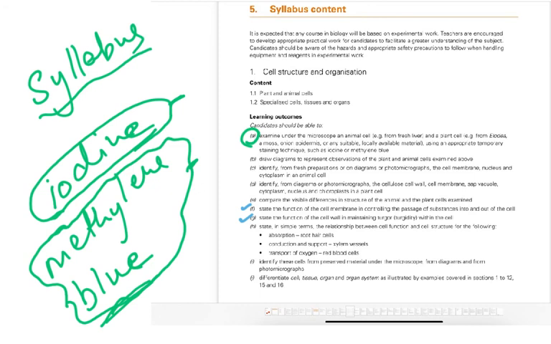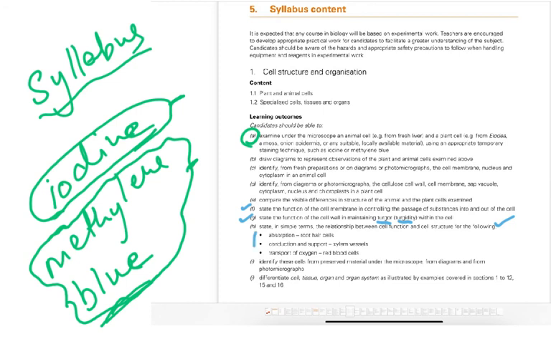Then the G part of the syllabus is the function of the cell wall in maintaining the turgor or the turgidity within the cell. The cell wall, of course, is only found in plant cells, so the cell wall is going to prevent the cell from bursting. So when the water enters it, the cell wall is going to prevent that. So it's maintaining the turgor, or turgidity is the word that we use. So the cell wall is important in maintaining this.